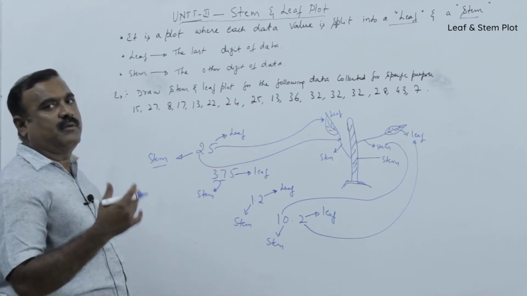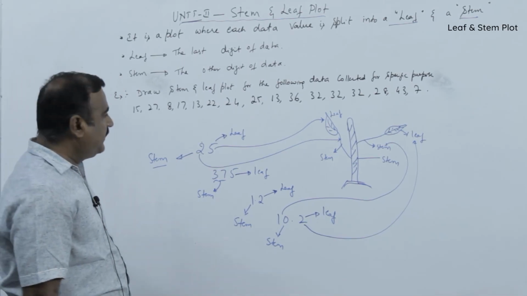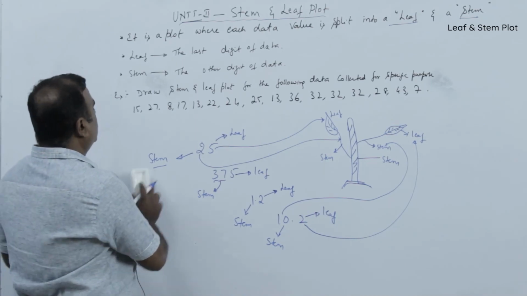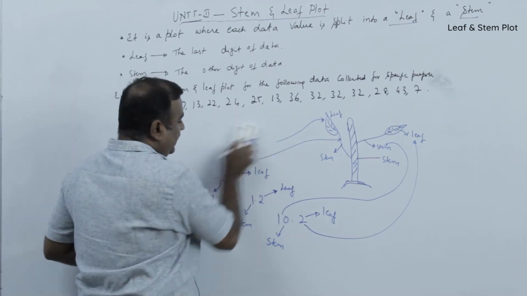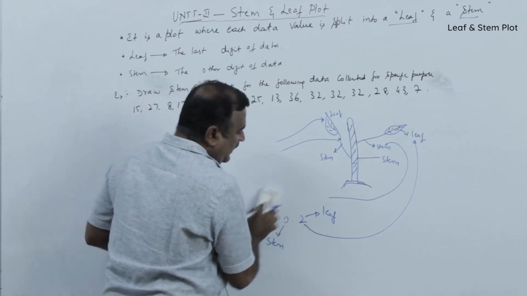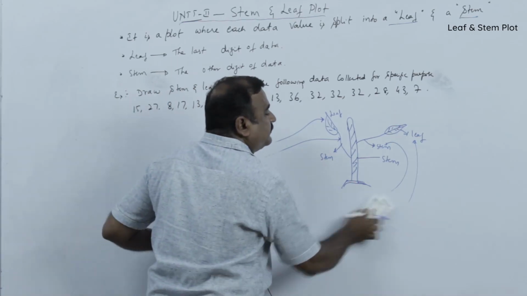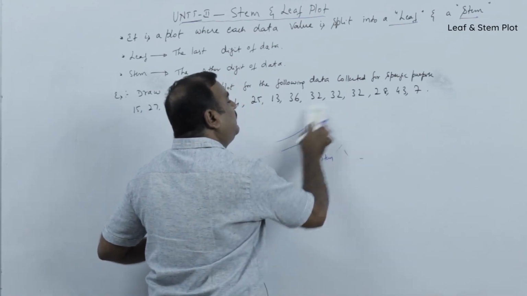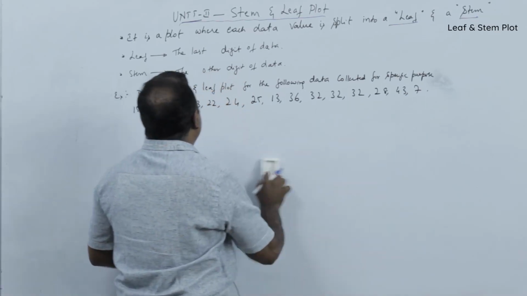In tabular form, how do we do it? That one I'll be discussing. I think you have understood what a stem and leaf plot is. Here I have taken one example.